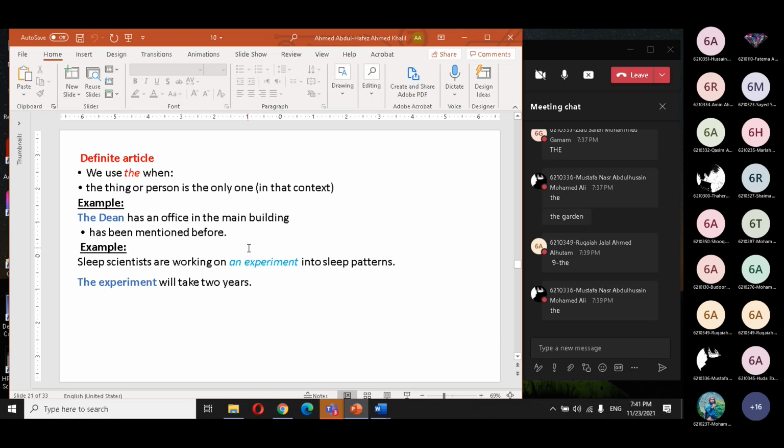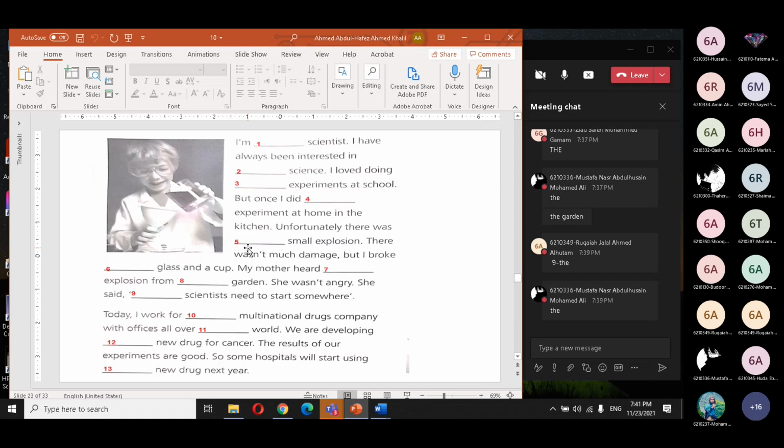Definite article if something has been mentioned before. شيء ذكرناه قبل. الثلاث نقاط اللي انا قلتهم دول هتحلوا بهم الباقيين لو ركزتوا.